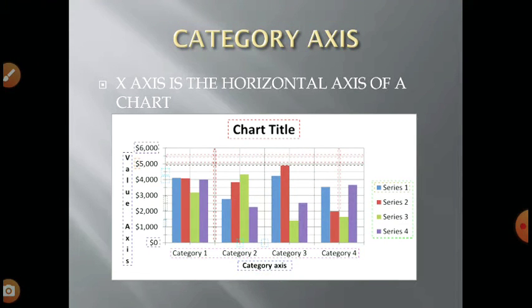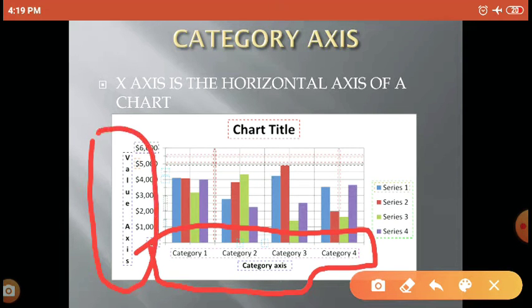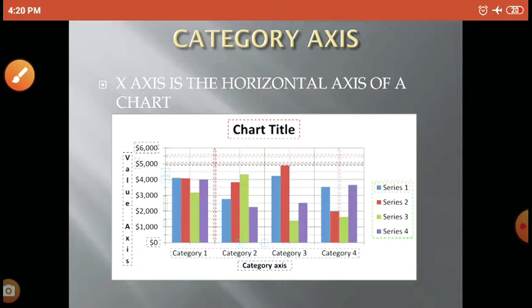Now see, can you see this in this example out here, class? This is our category axis. This is your value axis, which is called your y axis. We will study about this also soon. So this is our category axis. Okay class, understood what is the category axis? It is the x axis.